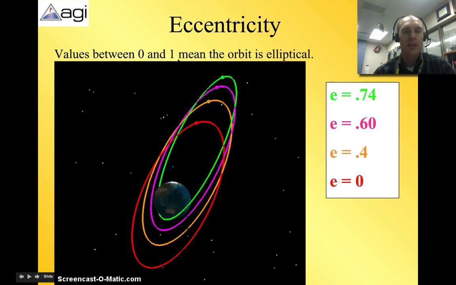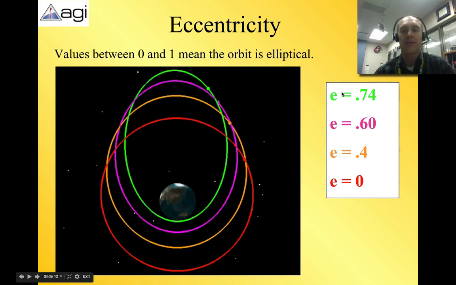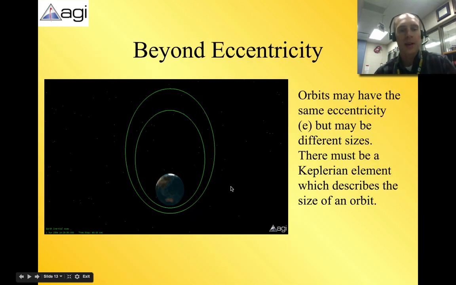So you're going to notice that as the eccentricity value increases, you get much more elliptical, and the Earth gets closer to one edge of this path. And it's possible it could get to the point where the path actually travels through the Earth, in which case that doesn't work anymore because you crash. Beyond eccentricity, orbits may have the same eccentricity but may be different sizes. So here's an example of that.